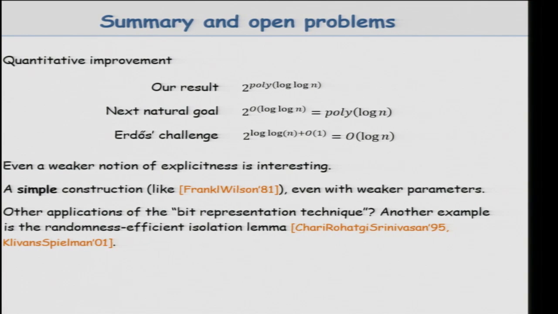Okay, but anyhow, the bit representation, which is for small primes, is also used in this randomness efficient isolation lemma proof, which you can look at. It's kind of surprising to see it there as well. Okay, well, thank you. Continue tomorrow.